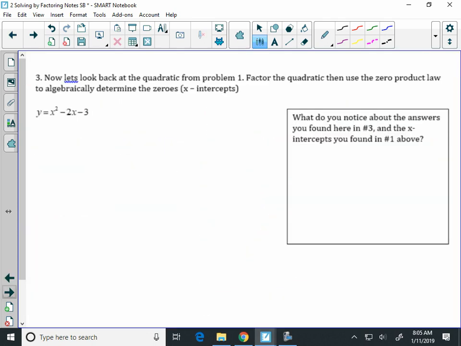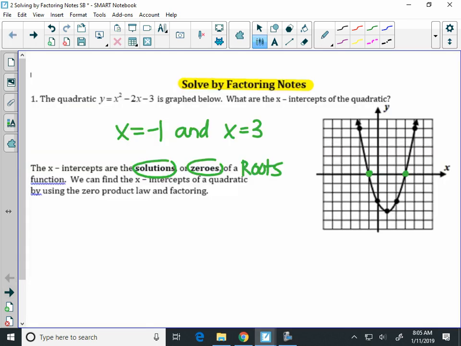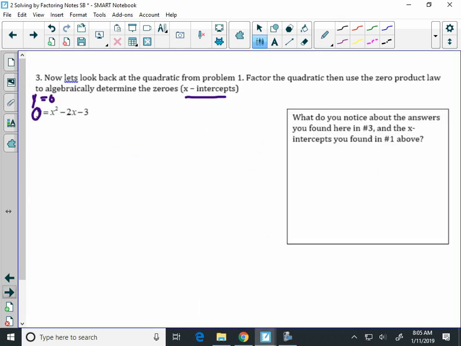Same quadratic here. It says they want us to factor and solve this quadratic, find the solutions using the zero product law. Now, when we're solving, instead of y here, we turn that into a 0 equals. The reason we want 0 is because the x-intercepts, if we go back to our graph, are along the x-axis. And on that x-axis is where all the y's equal 0. So I put 0 in for y to algebraically find where the x-intercepts are.